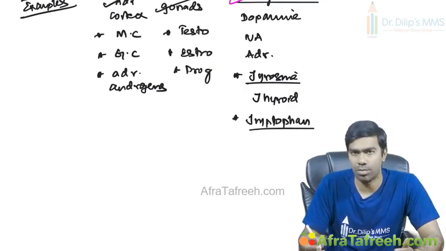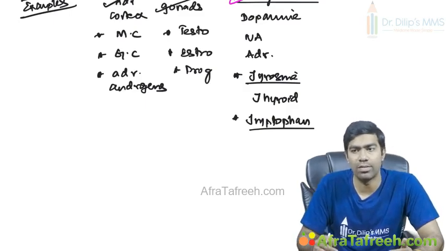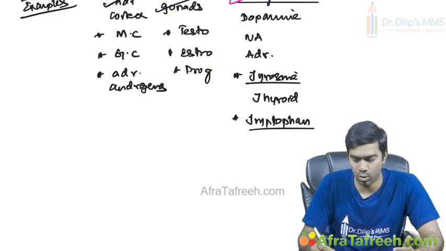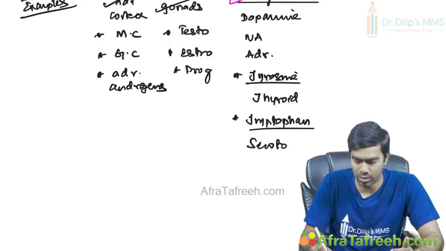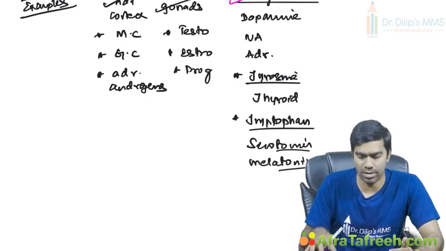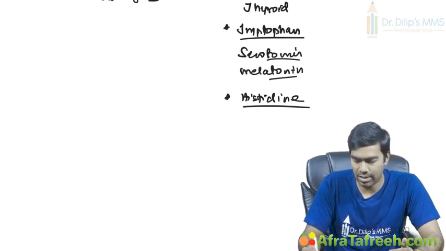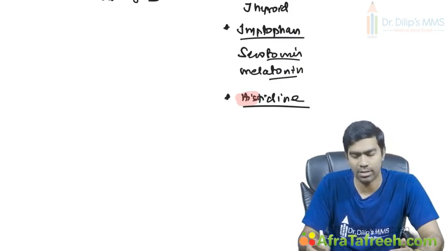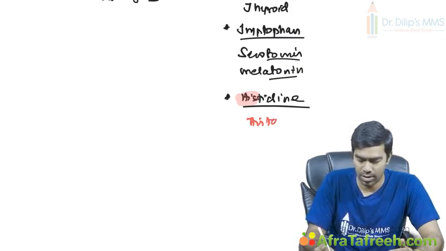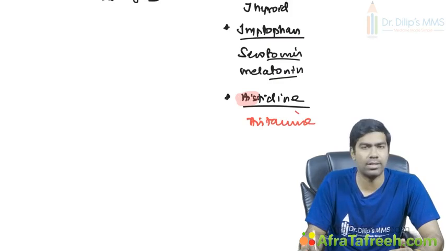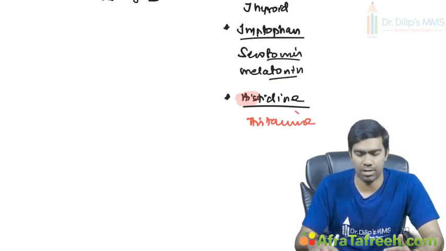The most important tryptophan-based hormones are going to end with "tonins." The classic tonins, there are two types: one is serotonin and next is melatonin. Clear? So these are the two tryptophan-based hormones. And we have histidine-based hormones. One characteristic histidine-based hormone, obviously it has "his" in it, so we are going to call it histamine. So these are the different amine-based hormones.